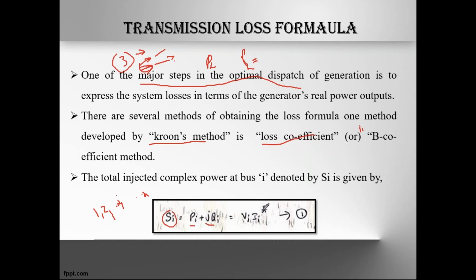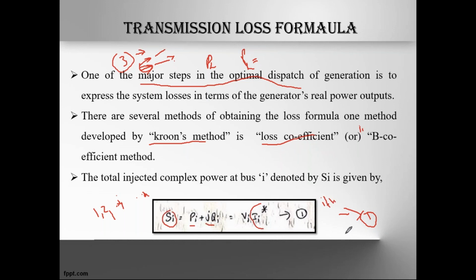Why am I using the conjugate here? In that condition, the change in the load depends completely on how much current is delivered to the load. So the change in current will be happening here. That's why I'm applying the conjugate. So this is equation one. Equation one says that we are injecting the complex power at the ith bus, and it is denoted by S i.